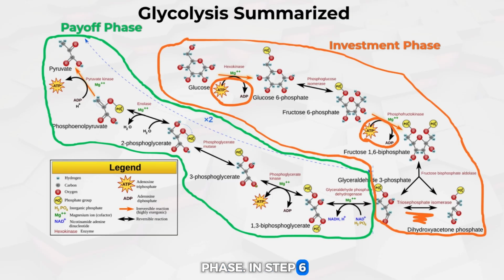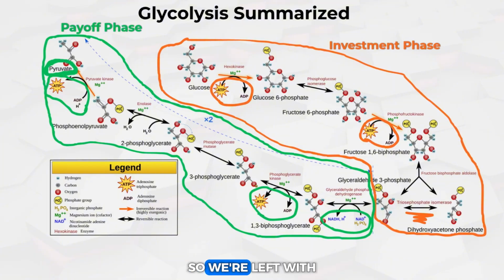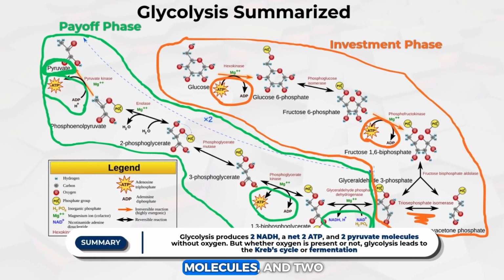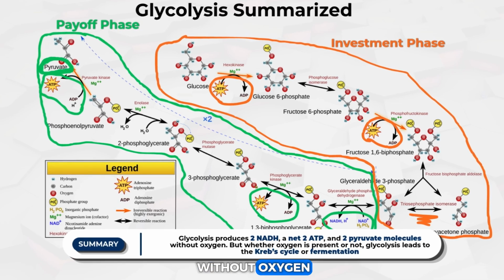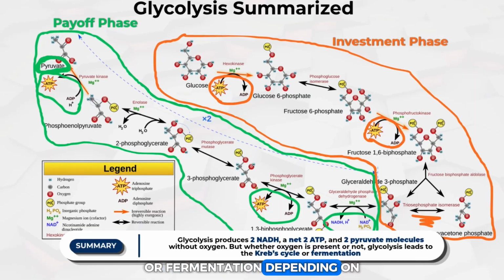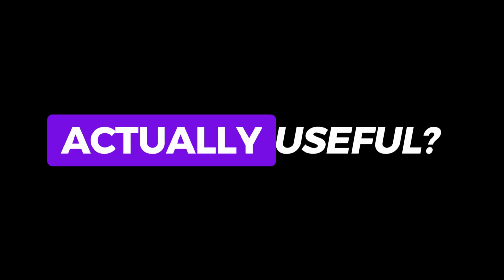In step 6, the first payoff is 2 high-energy NADH molecules, then 2 ATP molecules in step 7, and finally 2 more ATP and 2 pyruvate molecules in step 10. So we're left with 2 NADH molecules, a net 2 ATP molecules, and 2 pyruvate molecules. All of this happens without oxygen, but can lead to the Krebs cycle or fermentation, depending on whether oxygen is present. Now, how is this information actually useful?